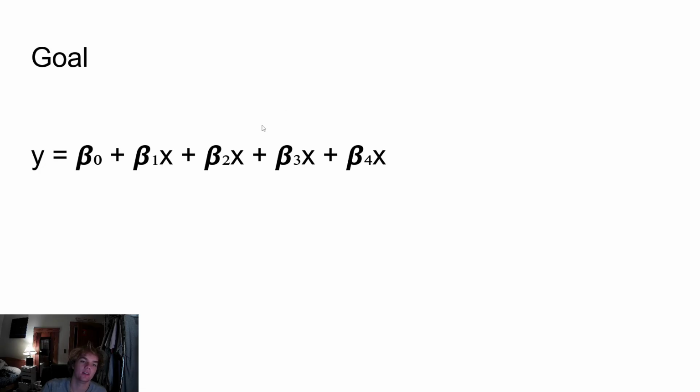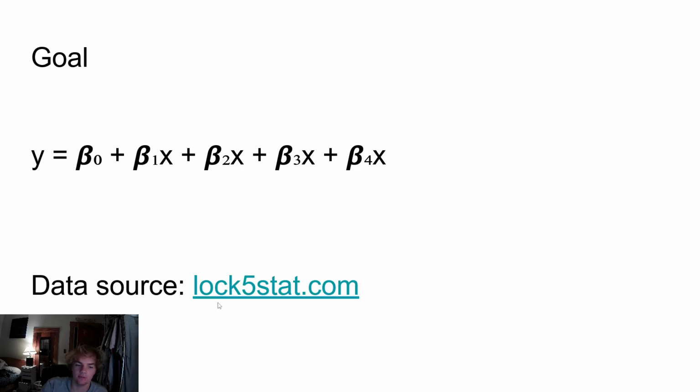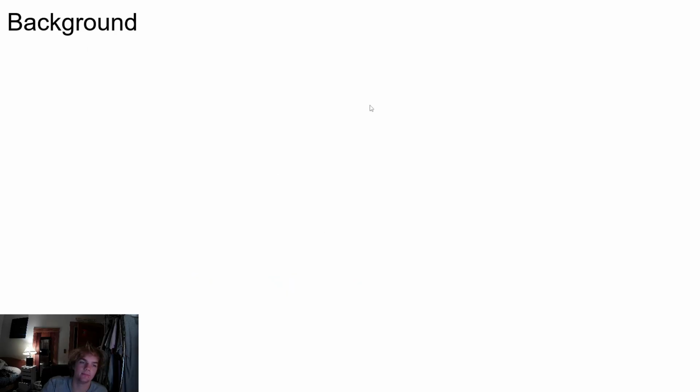So the goal of my project is to be able to predict the closing price of the S&P 500 stock market index. And I'm going to use a linear model. I got my data from Log5 Statistics, which we talked a little bit about in class.